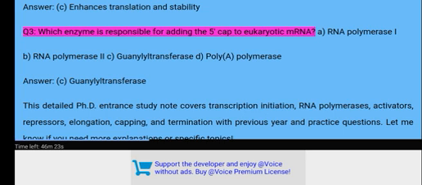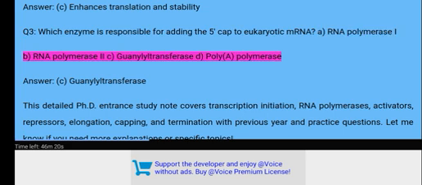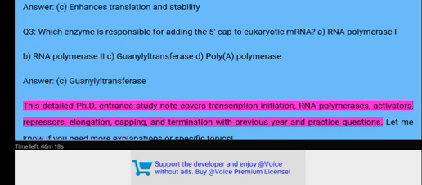Q3. Which enzyme is responsible for adding the 5' cap to eukaryotic mRNA? A. RNA polymerase I. B. RNA polymerase II. C. Guanylyltransferase. D. Poly-A polymerase. Answer: C. Guanylyltransferase. This detailed PhD entrance study note covers transcription initiation, RNA polymerases, activators, repressors, elongation, capping, and termination with previous year and practice questions.